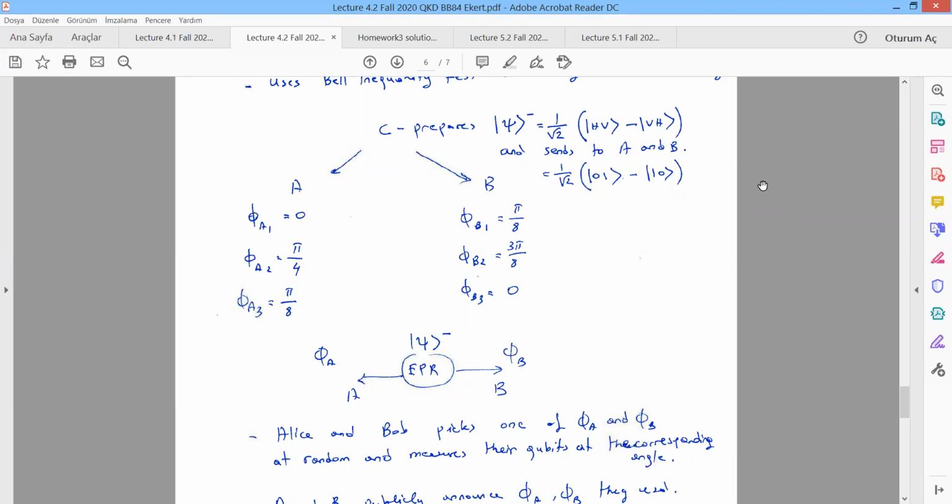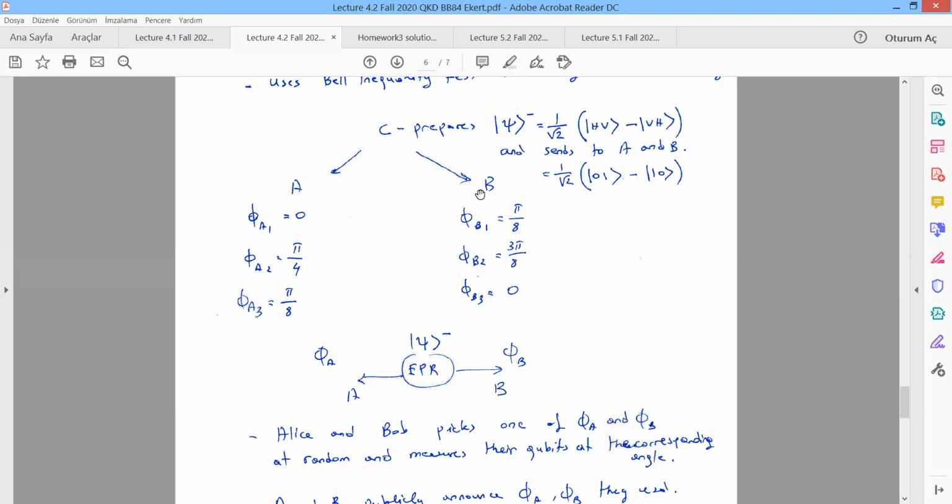As I mentioned, how we implement these things, how we can produce entangled pairs of qubits, and how we can do all these kinds of measurements and protocols, we'll discuss next semester. This semester, we are just discussing the protocols themselves, how the protocols work, and how we analyze these protocols.